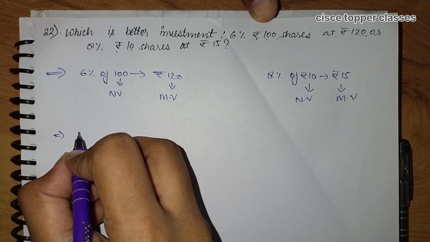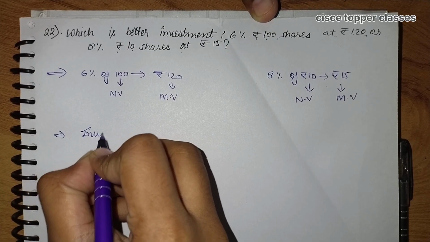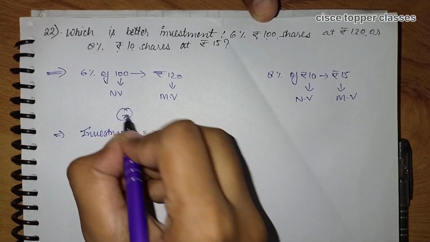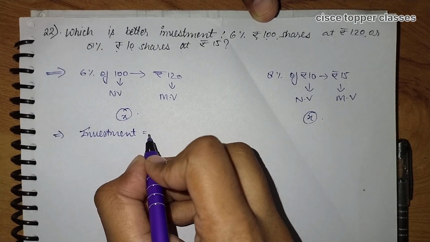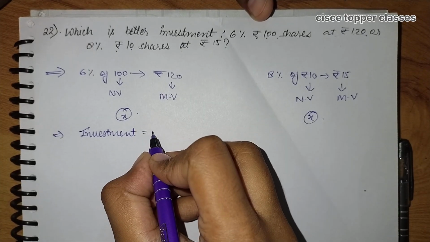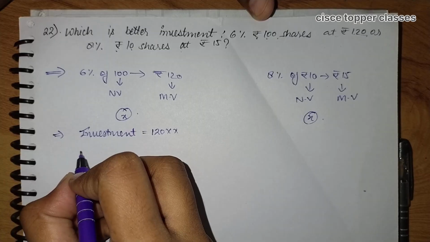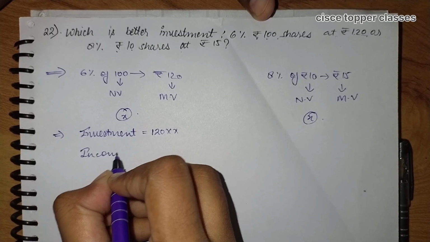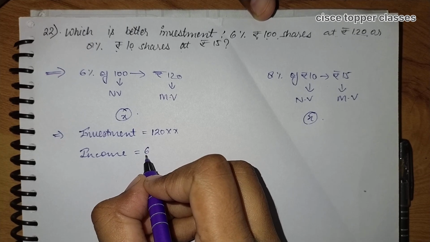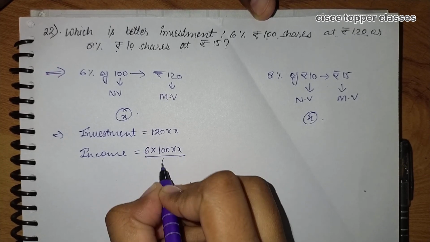If we want to find the rate of return which is better, firstly we will find here investment. For finding investment, let the number of shares be x, and here also let the number be x, because equal shares we are going to take for comparison. So this will be 120 into x will be the total investment, and if we want to write the income, it will be 6% of 100, means that will be 6 into 100 into x divided by 100.